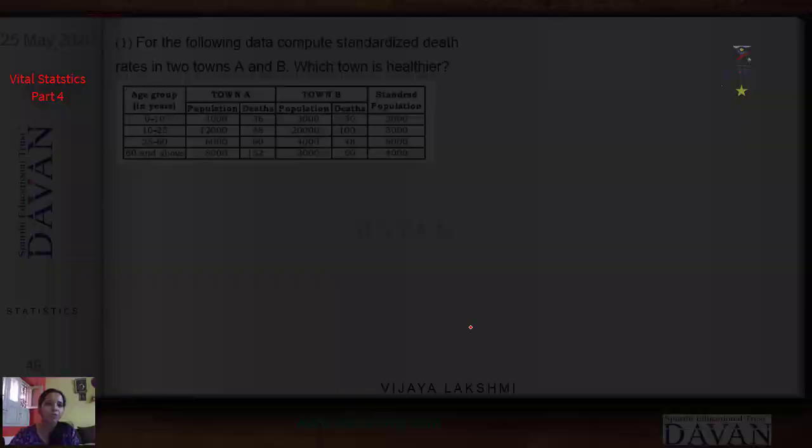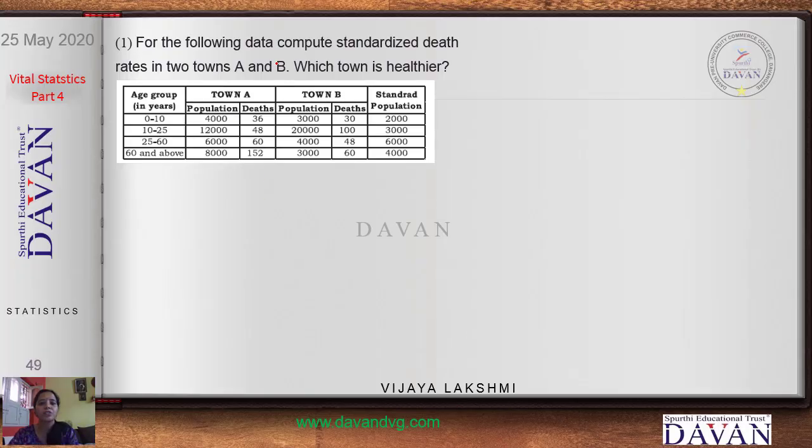So we shall start with the first problem. For the following data, compute the standardized death rate in two towns A and B, and you have to say which town is healthier. So age group is given, town A population and deaths are given, town B population and deaths are given, and the standard population is given. As I had said, the standard population column will be given in the question. So this standard population column is common to both town A and town B. Okay, this column is used in town A and town B working.